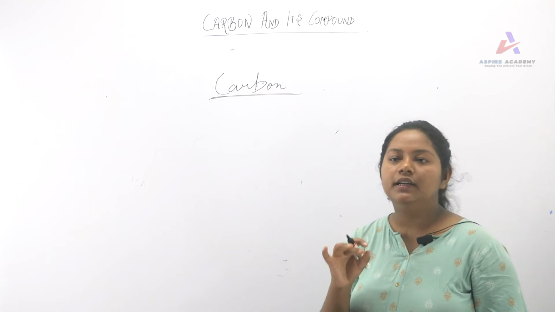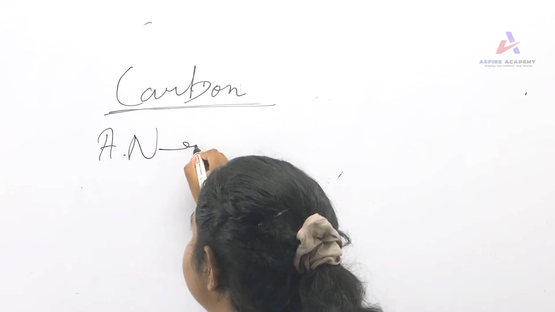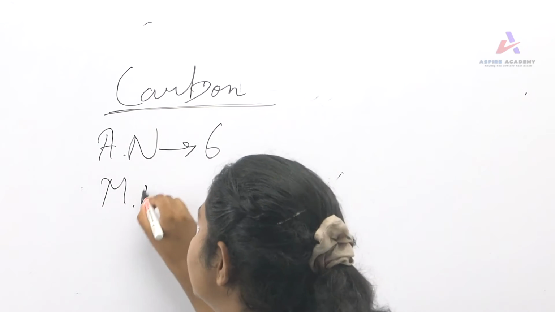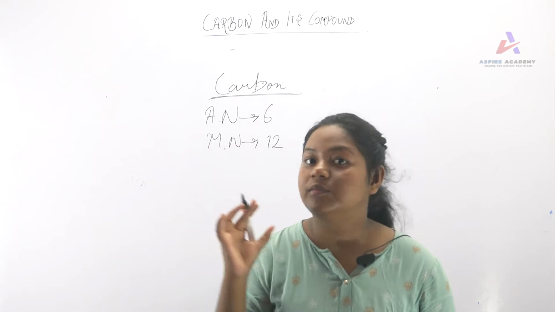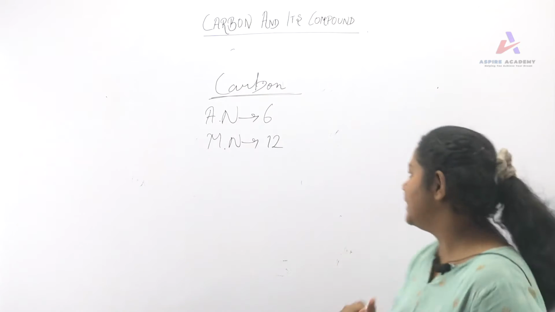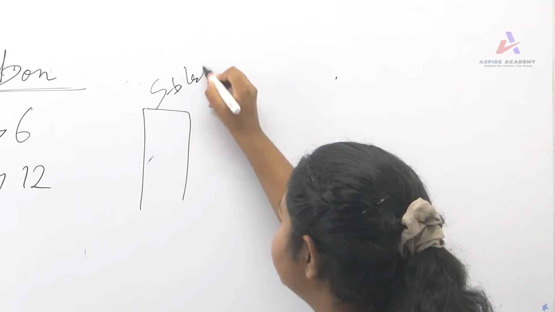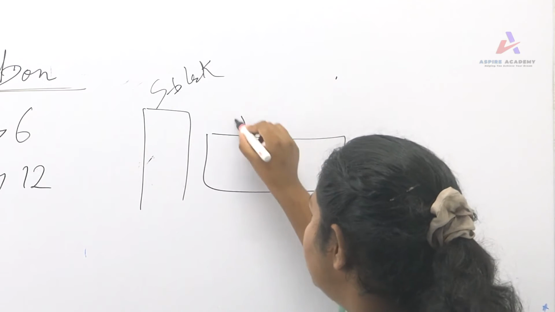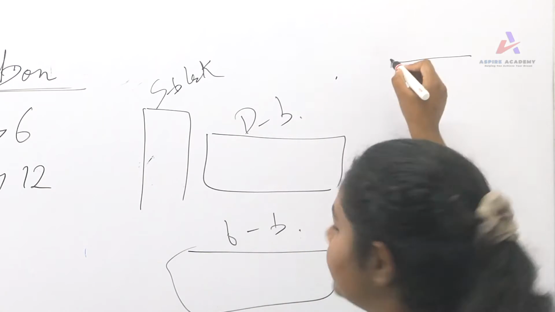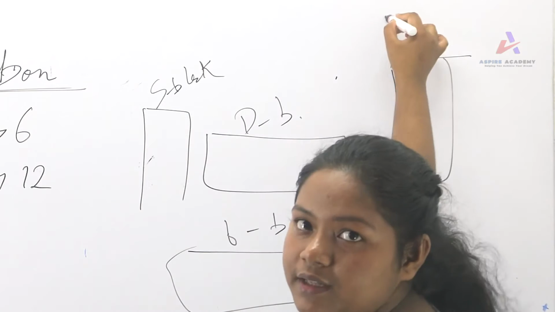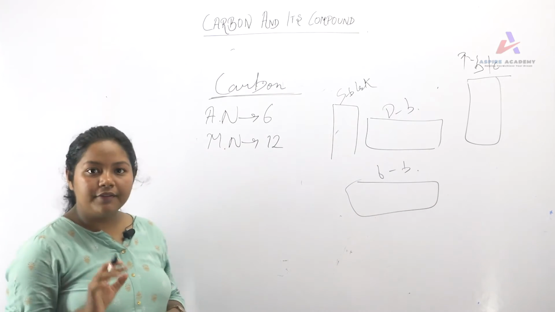I'll tell you about the position of carbon. Carbon's atomic number is 6, and its mass number is 12. I hope you remember from class 9 that there is a periodic table. We have the S block, the D block, the F block, and in the corner part we have the P block. So in the P block we have carbon.